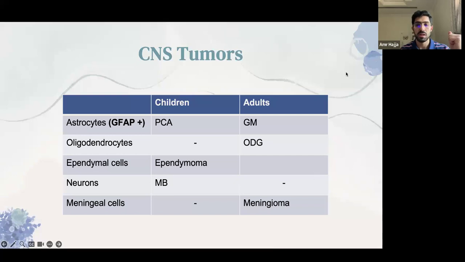I want you to memorize them with me. In children, we have three; in adults, we have three. The three in children are pilocytic astrocytoma, ependymoma, as well as medulloblastoma. In adults, it's going to be glioblastoma multiforme, oligodendroglioma, and meningioma. Are we clear about this? Now let's move on to study each one of them alone.